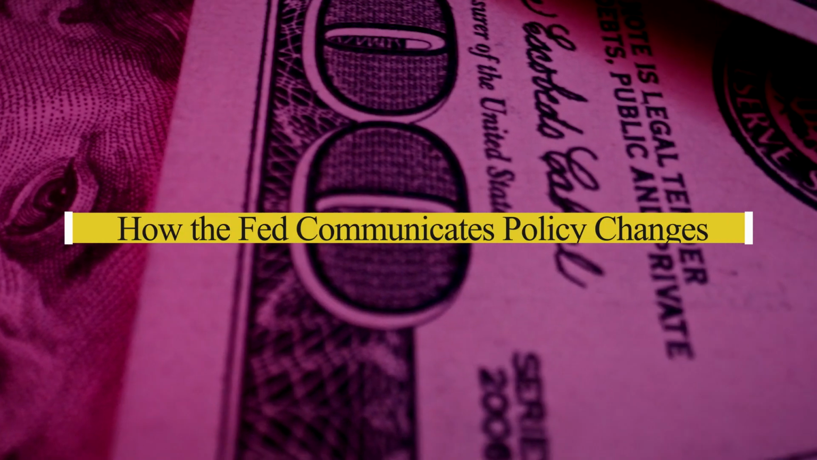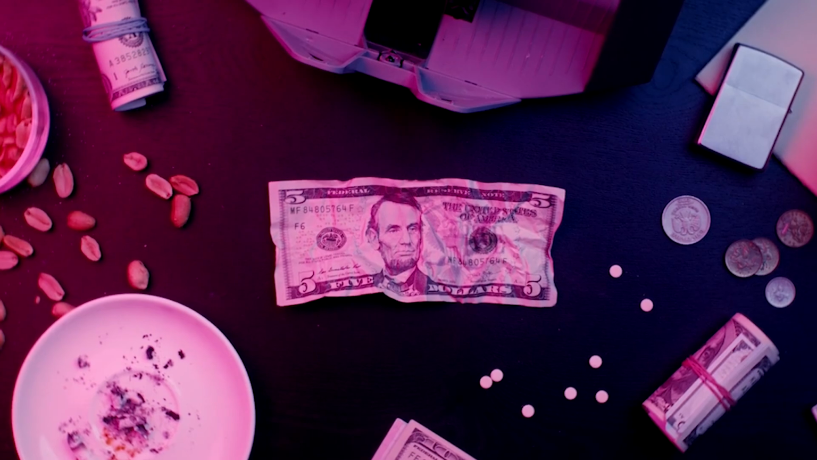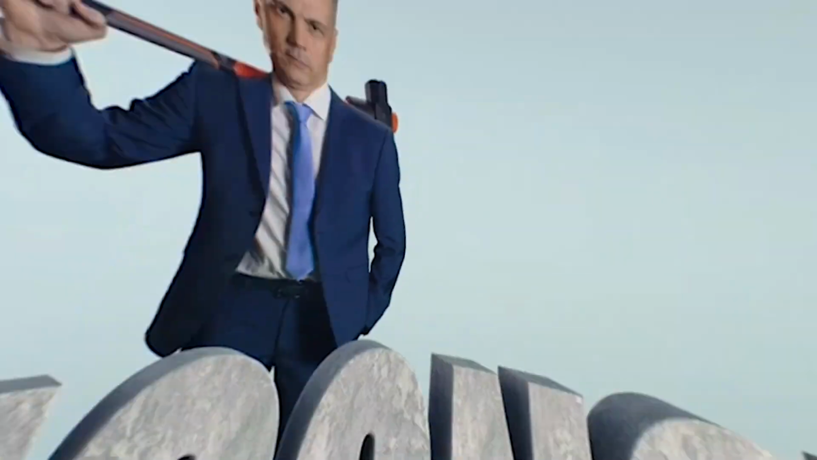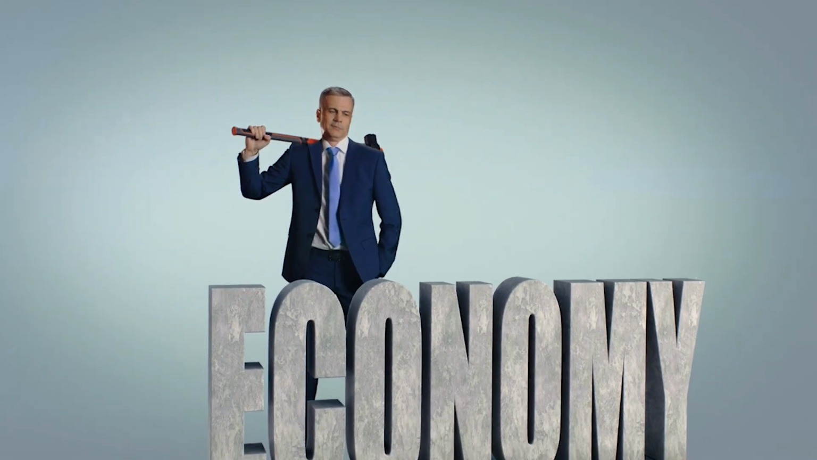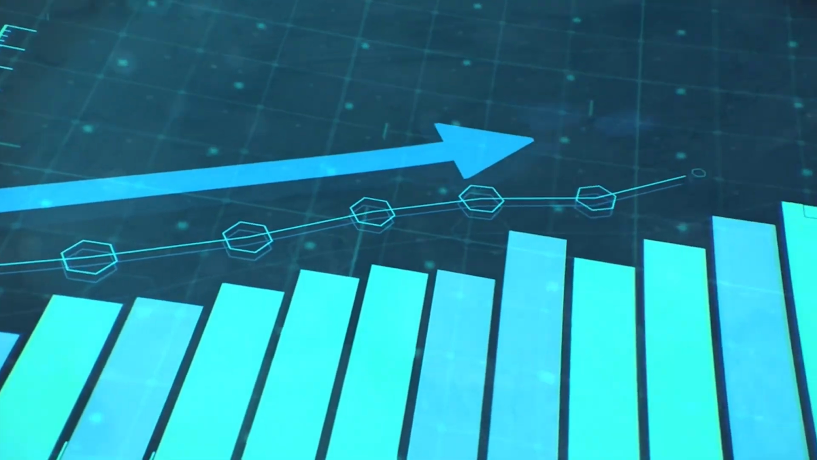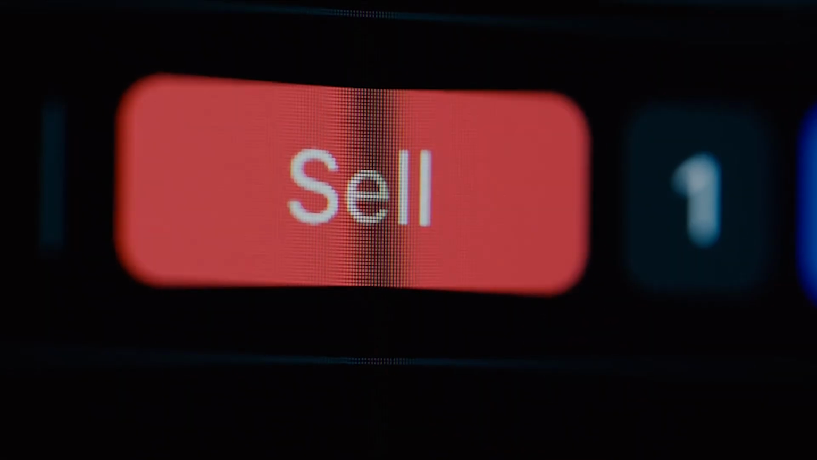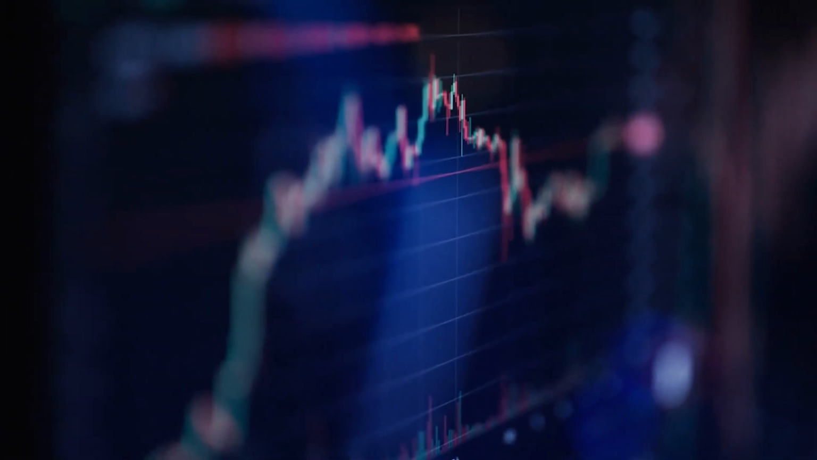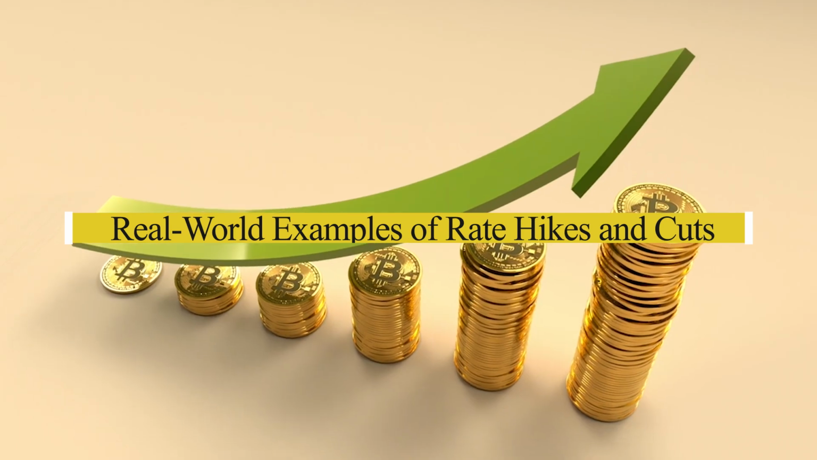How the Fed communicates policy changes. The Fed's influence is not limited to its actions. It also shapes expectations through communication. After each policy meeting, it releases statements explaining its decisions and economic outlook. The chair of the Federal Reserve also holds press conferences to elaborate on these decisions. This transparency helps financial markets anticipate future moves, which can influence interest rates even before official changes occur. Forward guidance, a strategy of signaling future policy intentions, has become an essential part of the Fed's toolkit in recent decades.